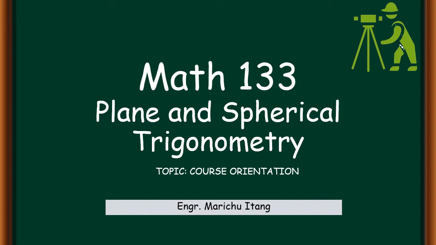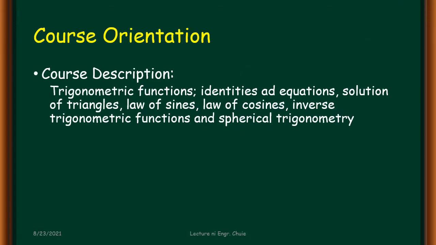As I said earlier, this is the course orientation of the subject. I'm going to discuss the description and present to you the outline. This Math 133 is known as plane and spherical trigonometry. Most of the topics that we are going to discuss are related to trigonometric functions, identities and equations, the solution of triangles, the law of sines and cosines, inverse trigo functions, and spherical trigonometry. And what are the applications of these topics in relation to geodetic engineering?